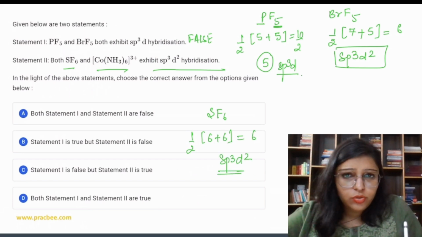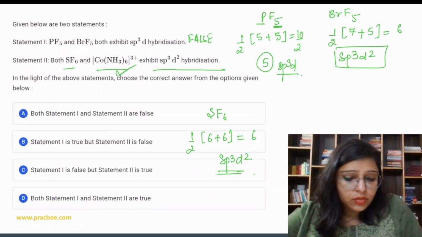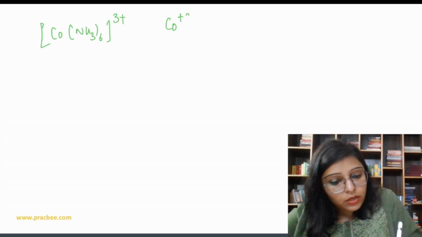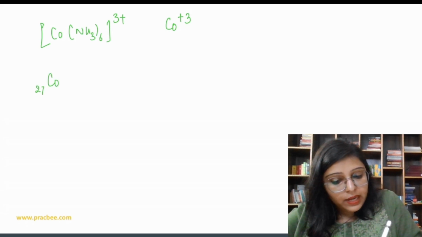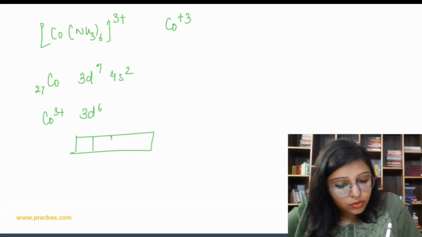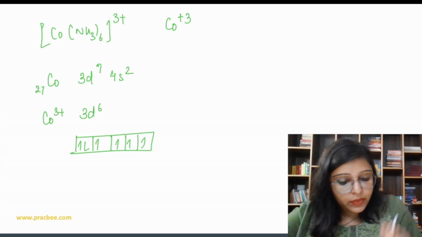So this is true, but we have to check for this [Co(NH3)6]3+. Here cobalt is in +3 oxidation state. Cobalt is 27, so 3d7 4s2. So Co3+ is going to be 3d6: 1, 2, 3, 4, 5, 6.